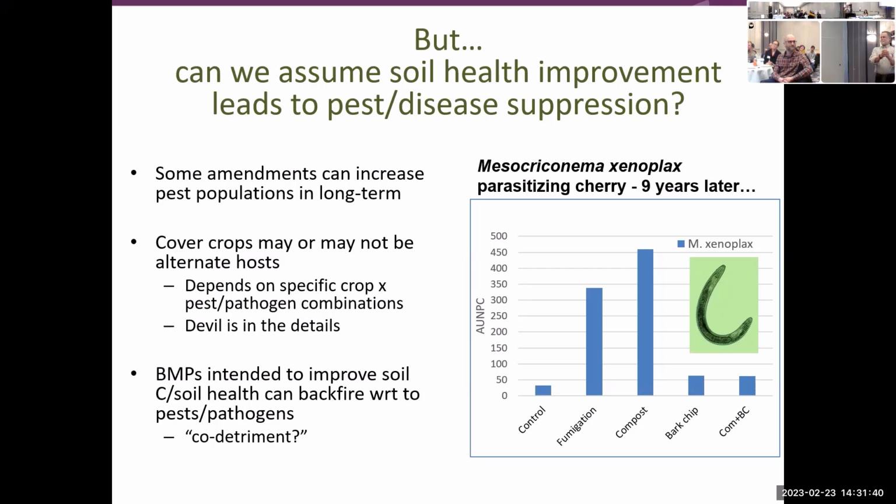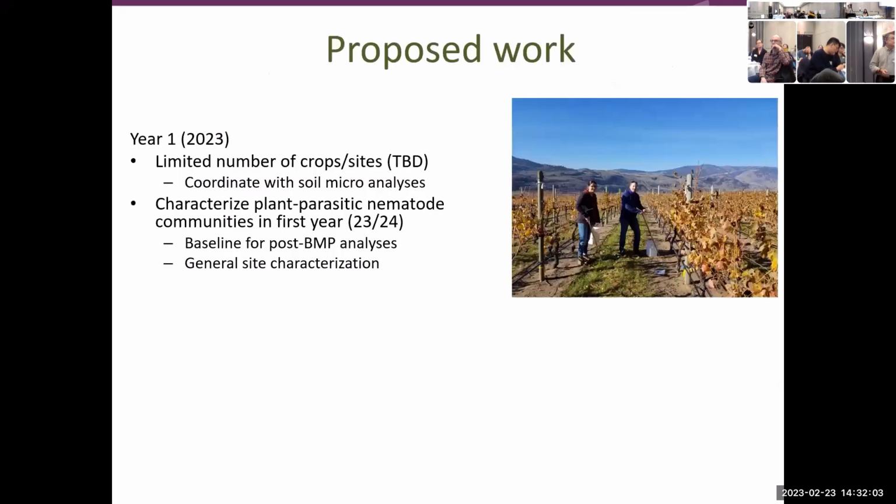The cover crop may be improving soil health in the long term, but how does that relate to the fact that you may be building up pests and pathogens in the short term? So BMPs intended to improve soil carbon and soil health can potentially backfire with respect to pests and pathogens, depending on your system, depending on the situation. So I think it's worthwhile to look into these things.